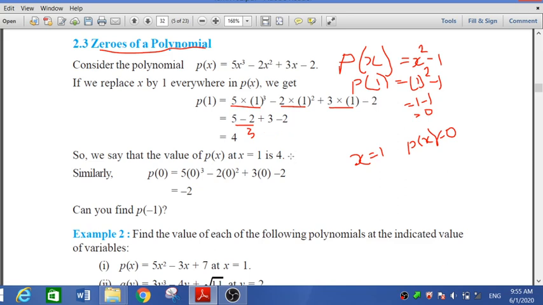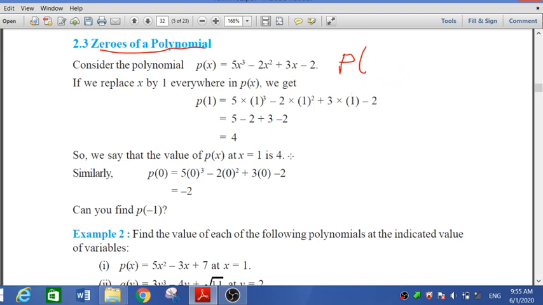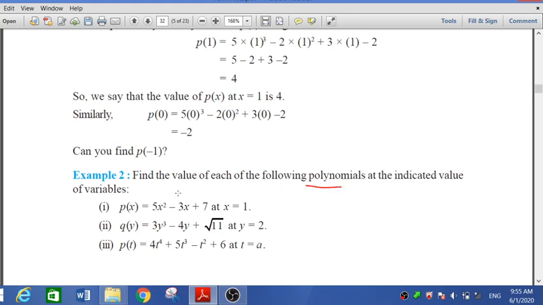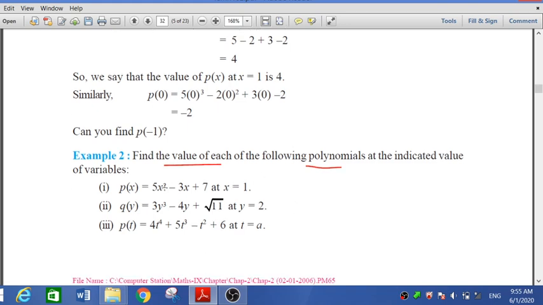Now one more example related with it. That is example 2 that is given. In example 2, find the value of each of the following polynomials at the indicated value of the variable. Now we have to put x equal to 1 and see whether we get answer 0 or not. So generally, when you have to put x equal to 1, the simple concept to always remember is to write the coefficients of each term. That is your answer.